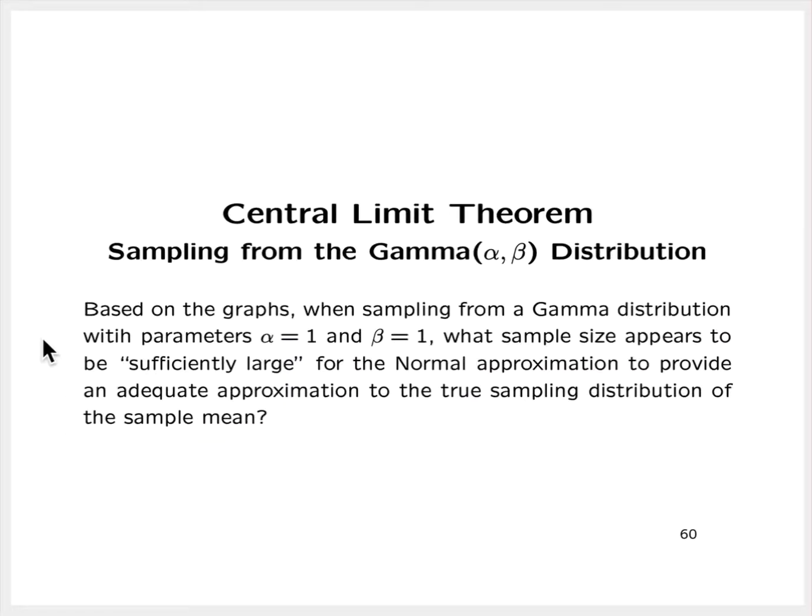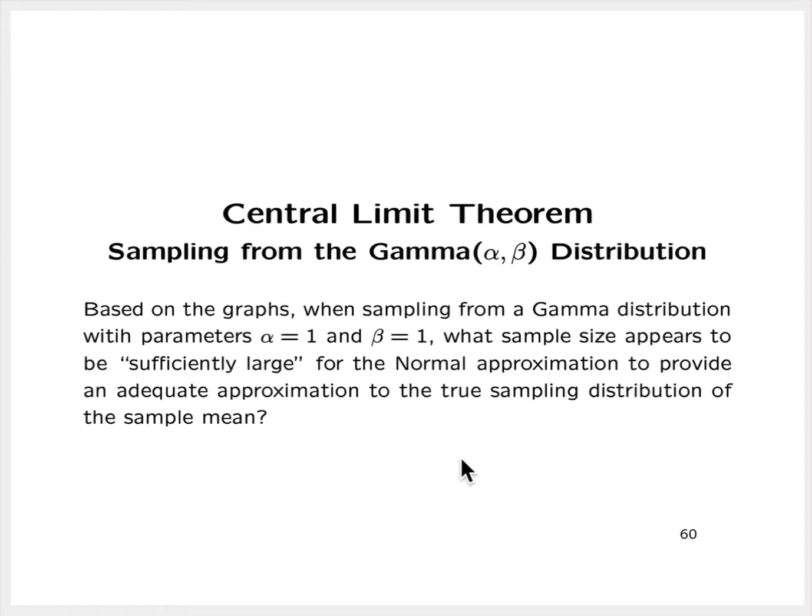Okay, and so based on the graphs, when sampling from a gamma distribution with parameters alpha equal to 1 and beta equal to 1, as we've been doing in these graphs, I had this question for you: what sample size appears to be sufficiently large for the normal approximation to provide an adequate approximation to the true sampling distribution of the sample mean? Would you be satisfied with a sample size of 10, or 20, 30, 50, or 100? You have to make that decision.